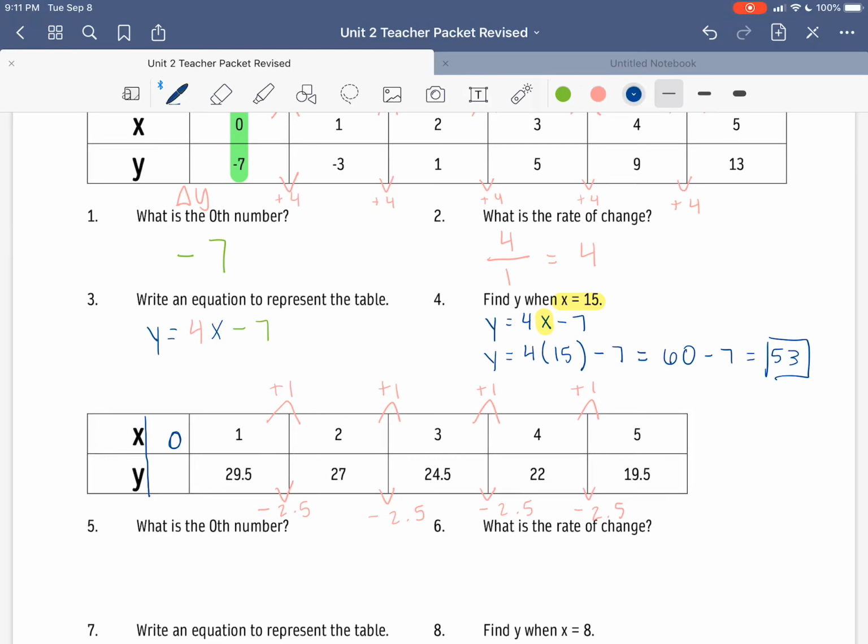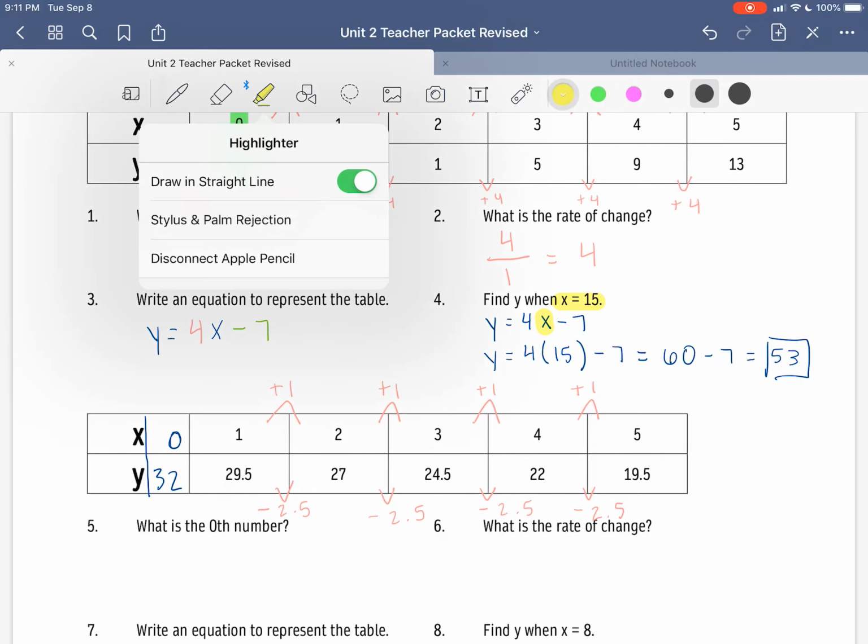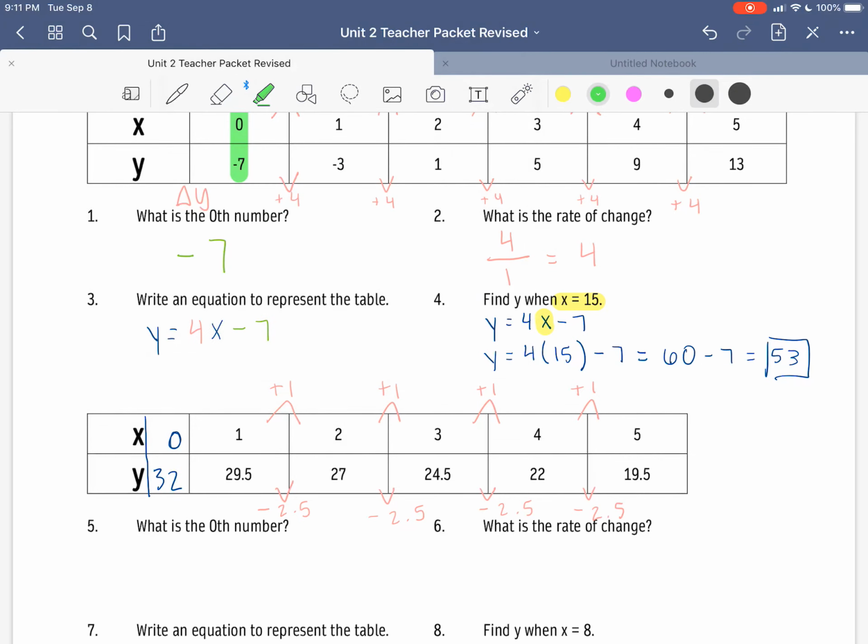So just like before when we would have to find the 0 term, we work backwards. And to find the 0 term, I would take 29.5, that's my first term, and add 2.5. And that would give me 32. So my 0 term is 32, and I had to actually find that myself this time, but that's the number that I want to use for my 0th number in my equation.